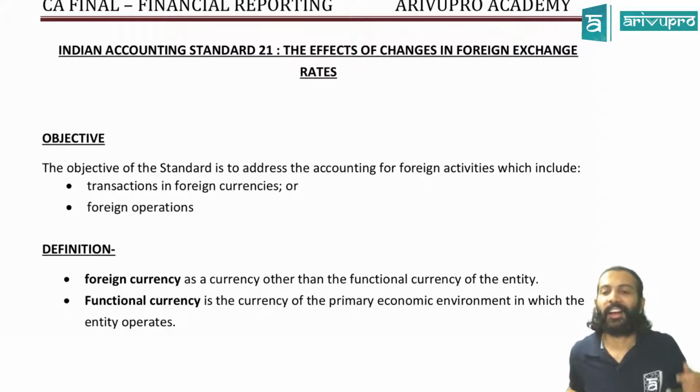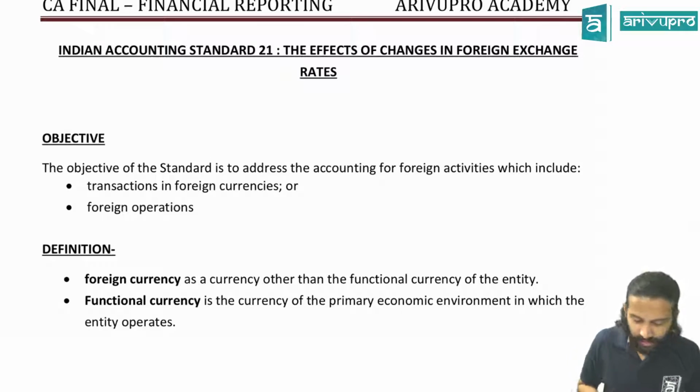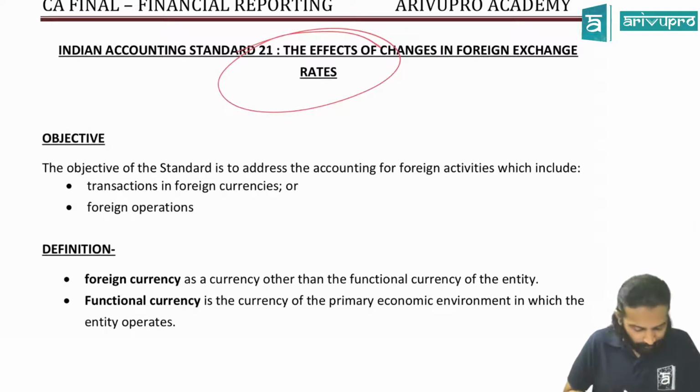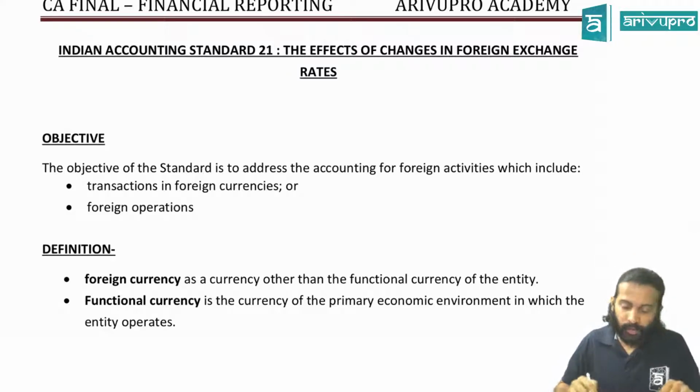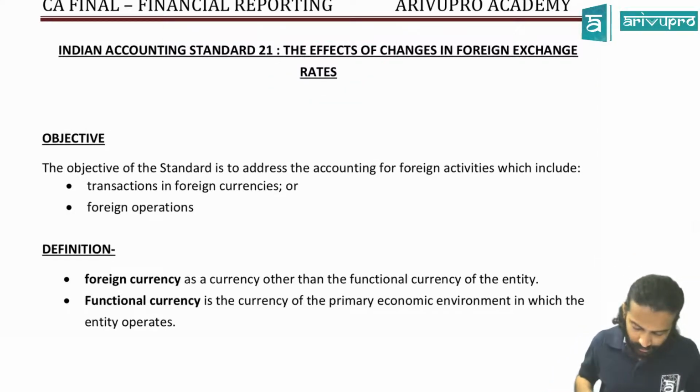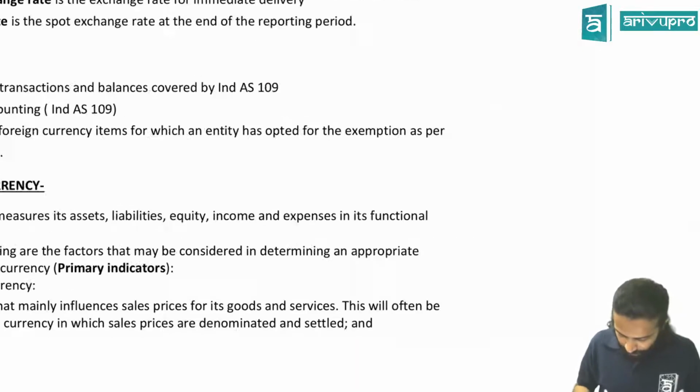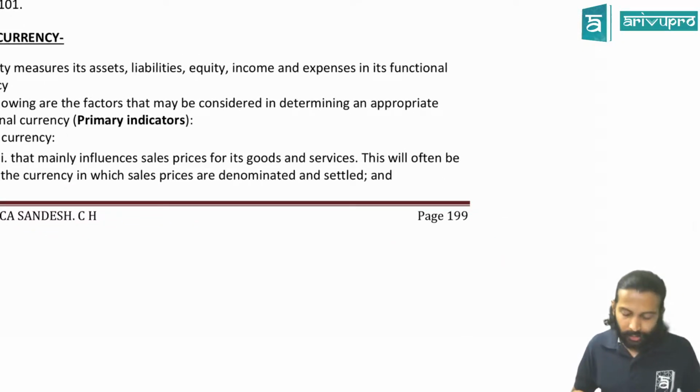Hello guys, we'll start with a new topic today, that is IND AS 21, effects of changes in foreign exchange rate. IND AS 21, effect of changes in foreign exchange rate. It should be there on page number 199 in your main booklet.